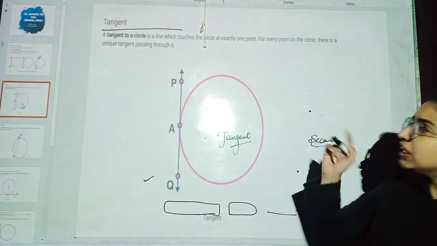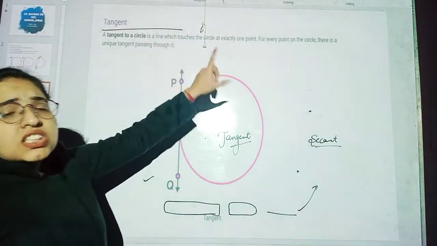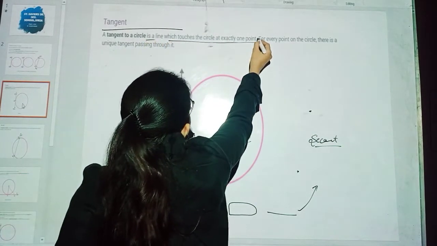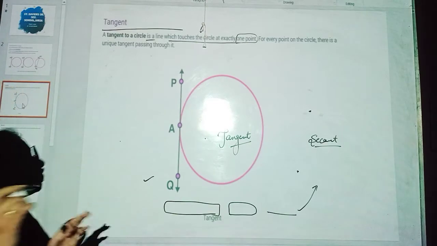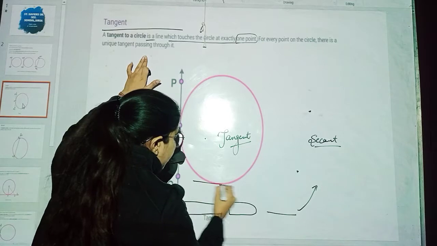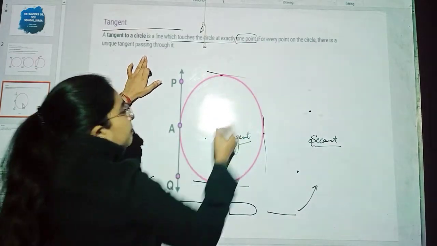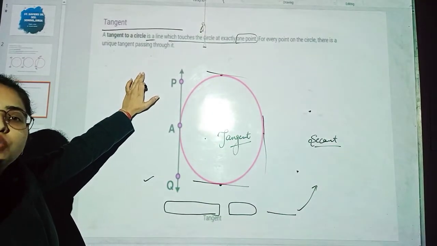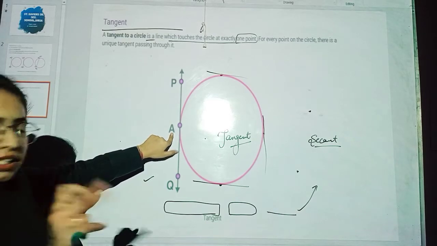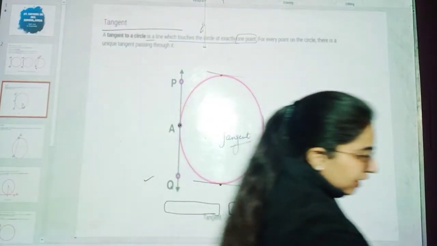Tangent. Now, tangent to a circle. What is a tangent? A tangent to a circle is a line which touches the circle at exactly 1 point, right? For every point on the circle there is a unique tangent. If I take this point, there will be a separate tangent. If I take this point, there will be a separate tangent. For every point there will be a unique tangent. So this is called the tangent of the circle when a line touches the circle at exactly 1 point.